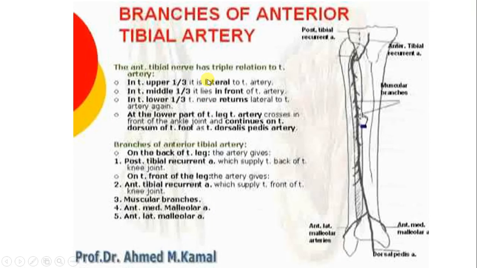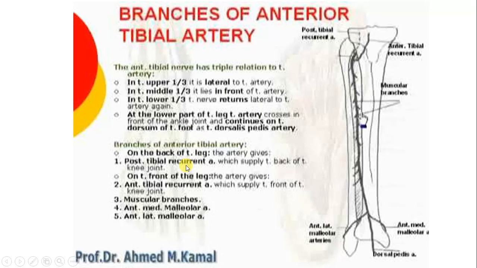If you have opened the atlas and you see the anterior compartment of the leg, and open the diagram of the anterior tibial artery, there you will see that in the upper third the nerve is lateral to the artery, in the middle third the nerve is anterior to the artery, and in the lower third it returns lateral to the artery. At the lower part of the leg, the artery crosses in front of the ankle and continues as the dorsalis pedis artery.